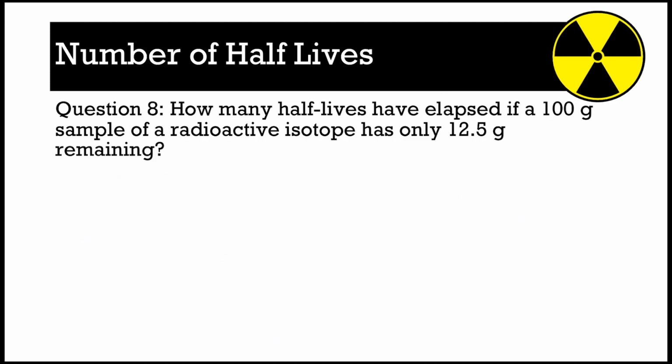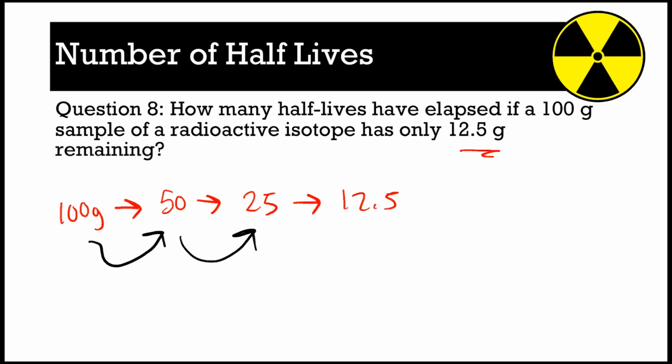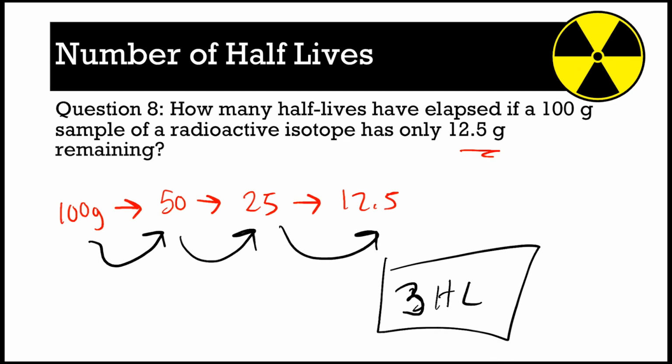Okay. Number 8 says, how many half-lives have elapsed if a 100-gram sample of radioactive isotope only has 12.5 grams remaining? Now this doesn't even tell you what element it is. Again, doesn't matter. We are starting with 100 grams. Half of 100 is 50. Half of 50 is 25. Half of 25 is 12.5. And that is where we are ending. And then we have 1 half-life, 2, 3. So 3 half-lives occurred, and that's it.